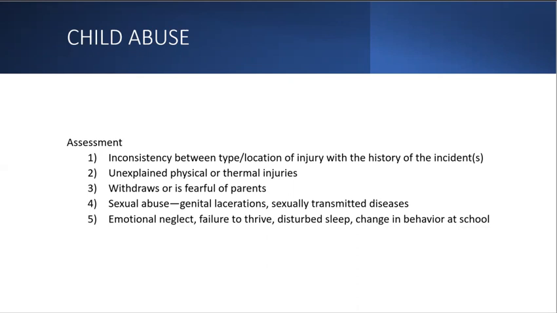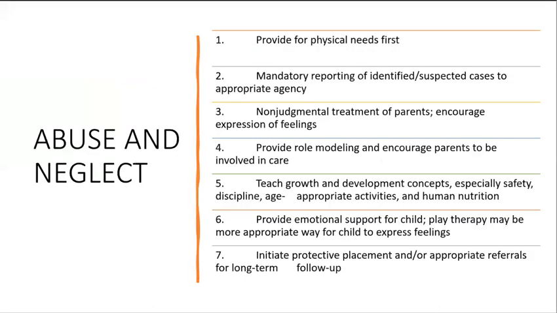If you have unexplained physical or thermal injuries, the child is seen to be withdrawn or is fearful of the parents. You see signs of sexual abuse like genital lacerations or sexually transmitted diseases, or there are evidences of emotional neglect, failure to thrive, disturbed sleep pattern, change in behavior at school. Those could be signs that that child is being abused.